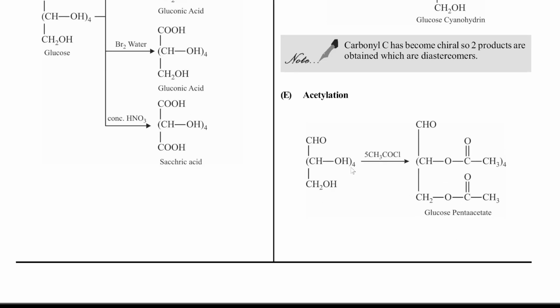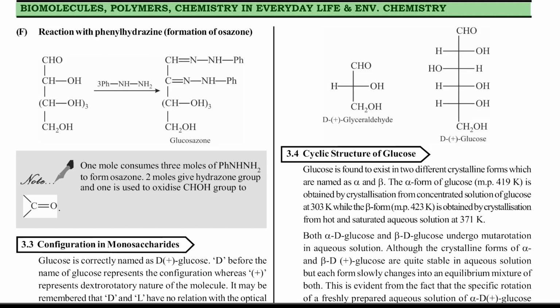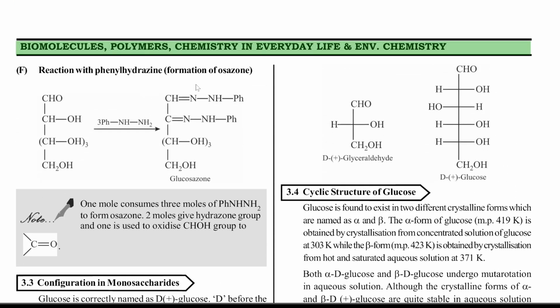Now, acetylation is the reaction of adding acetyl chloride, CH3COCl. All of the OH groups present here would be replaced by CH3CO in this entire compound, which are 5 groups, 4 in the middle and 1 in the terminal end. Next is the reaction with phenylhydrazine. It gets substituted in a similar manner as we have shown above. This is not part of your board examination syllabus, it is part of the competitive side.